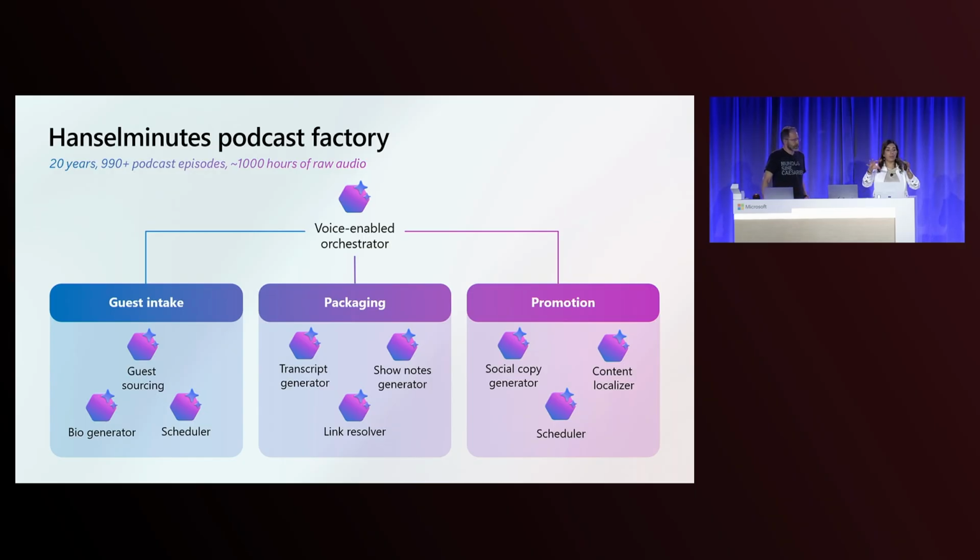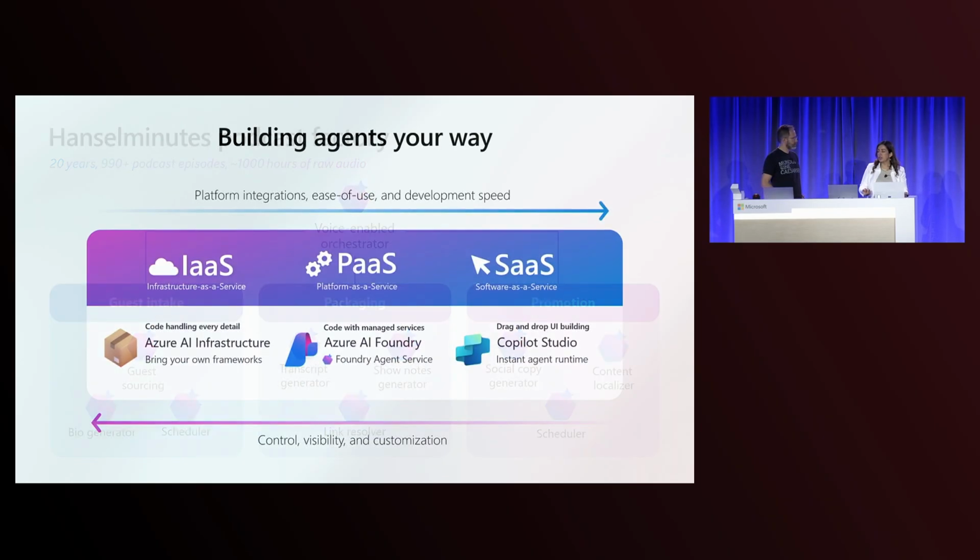So we're going to show a whole bunch of these different agents, pieces of the functionality that we've built. Right. The voice orchestrator we just saw, bio generator, the guest sourcing, transcript, the show notes. And we're going to see different parts of the product as we go through this. Now, there's multiple ways in which you can build agents. And I think this is worth a conversation.